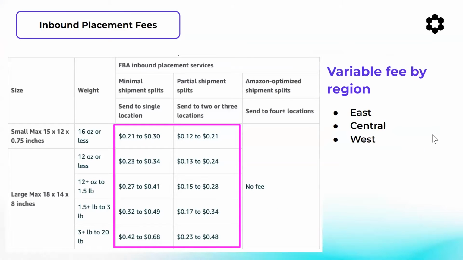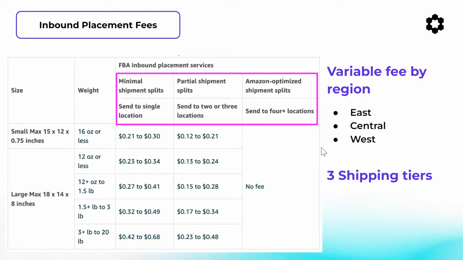And we have variables per region. We have 3 regions: East, Central, and West. West is the most expensive one, and that's why, if you go to the chart of the fees, you're gonna see a range from 21 cents to 30 cents. That's because of the region, depending on which one you go to.